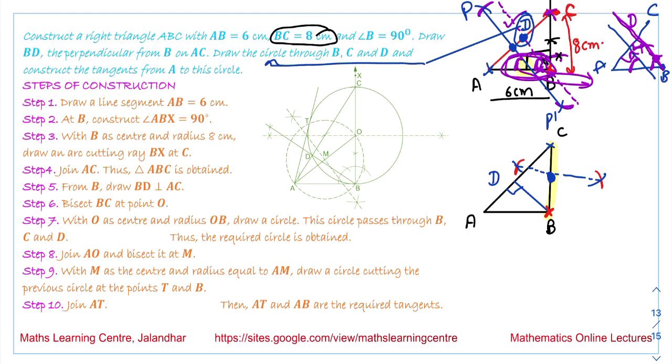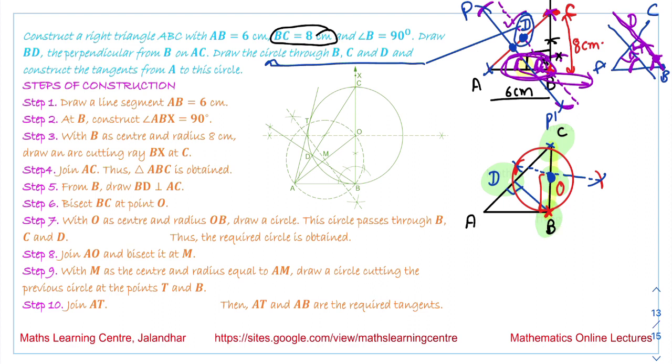Now we are naming this point as O. With this O as the center and OP as the radius, we draw a circle, and this circle will pass through the 3 points. These 3 points we are talking about are C, D and B. This is the required circle.